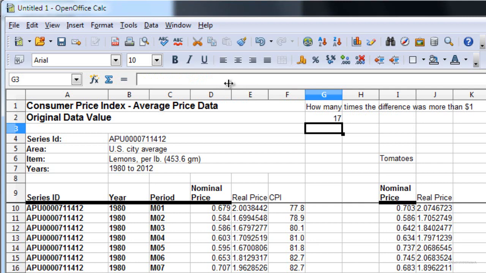And we got a result, 17. 17 times the difference was more than $1. Let's do another example with that CountIf.